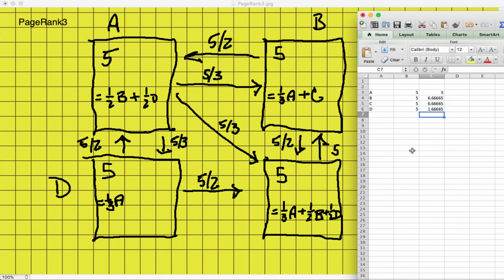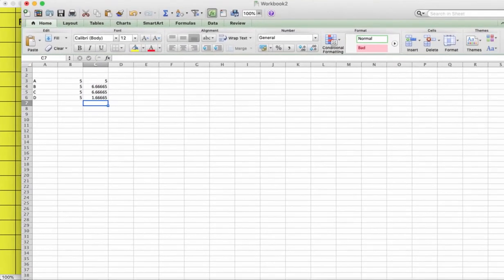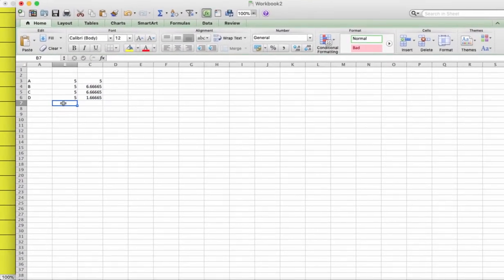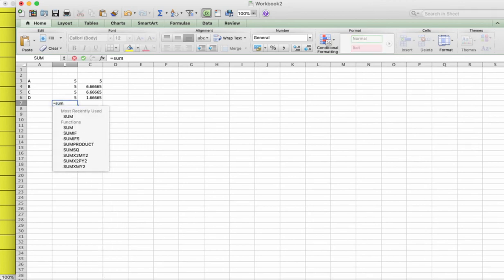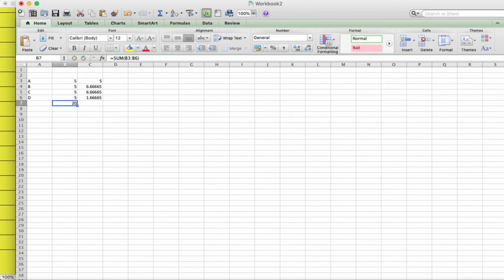Okay, well, now let's focus in on the spreadsheet for a second. Now I want you to notice something. First of all, if I come over here and I take the sum of B3 to B6, it's 20. But here's an interesting thing. I'm going to copy that formula next door, and you'll notice it's 19.99995. It's 20. If you sit and do the math, you're going to see that the total page rank in the system doesn't change.